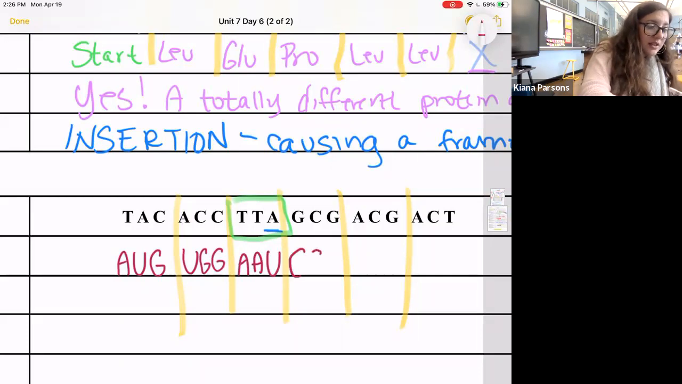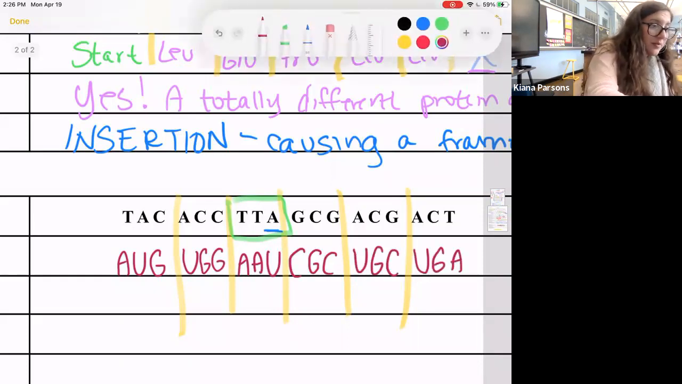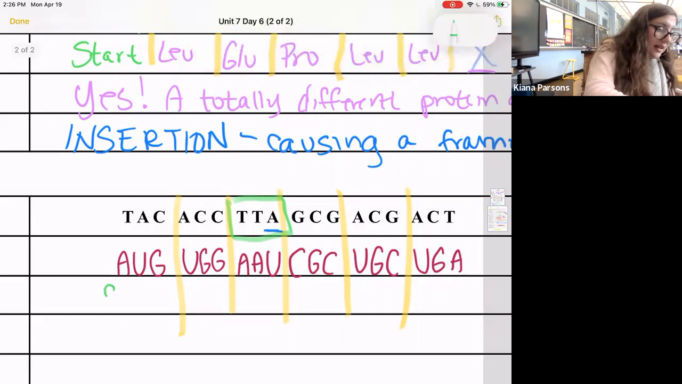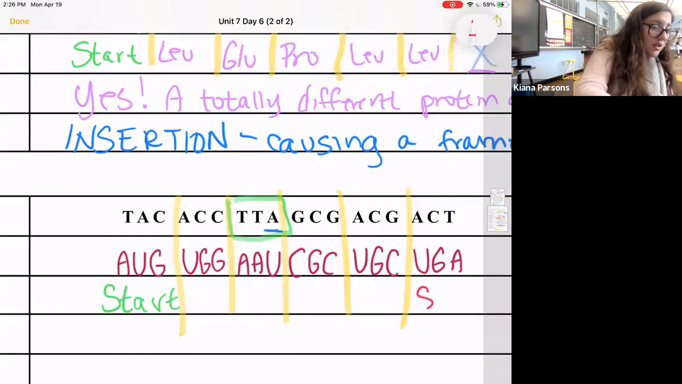GCG becomes CGC. ACG becomes UGC. And ACT becomes UGA. So our start and stop codons are still correct. And again, you're going to the universal codon chart every time, or you already did that, and now you're just checking your answers.